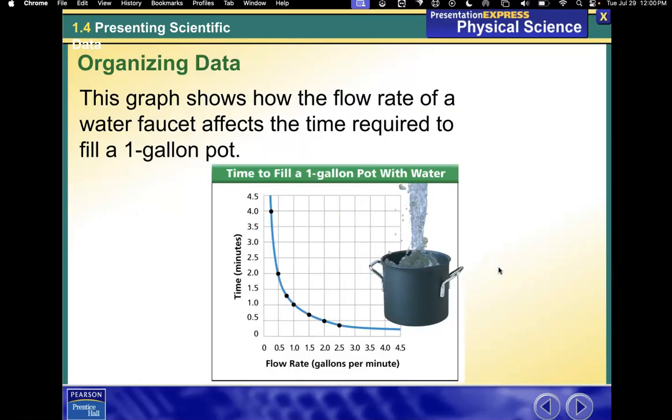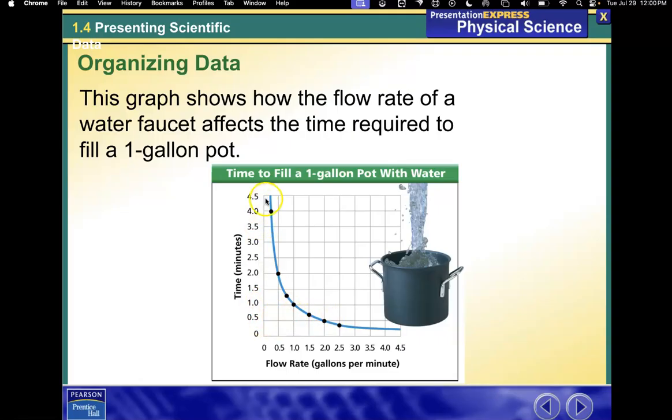This graph shows how the flow rate of a water faucet affects the time required to fill a 1-gallon pot. So, if the flow rate is small, it takes longer. So flow rate is here, that's on the x. Time is on the y. It takes 4 minutes when the flow rate is less than 0.5 gallons per minute. At 0.5 gallons per minute, it's 2. At 1 gallon per minute, it's 1. At 2 gallons per minute, it's 0.5.